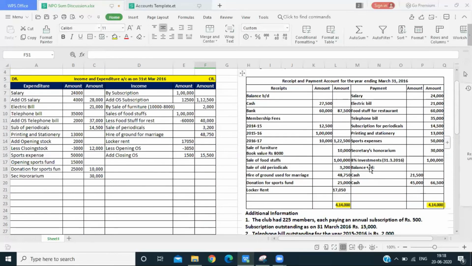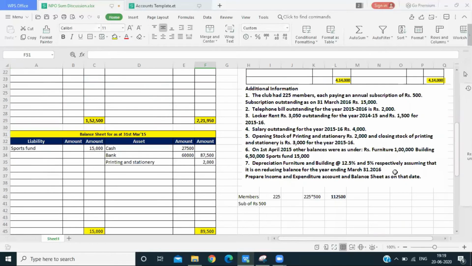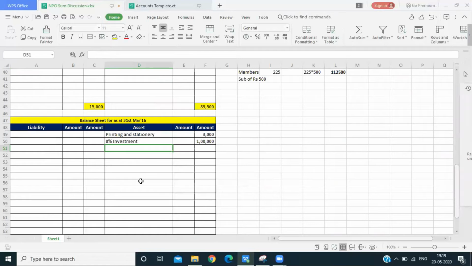So the next point is the balance carried down. This balance carried down is the closing cash balance which is available with the NPO, non-profit organization. So this closing balance will be shown under the current year closing balance sheet. We have a balance of 21,500 in cash and 45,000 in bank. So we will show it in the current year balance sheet.